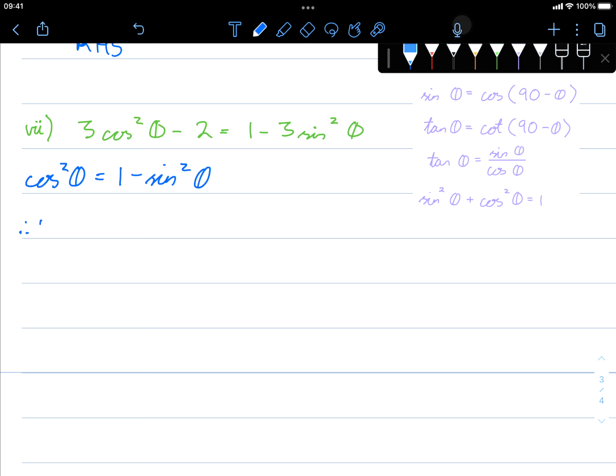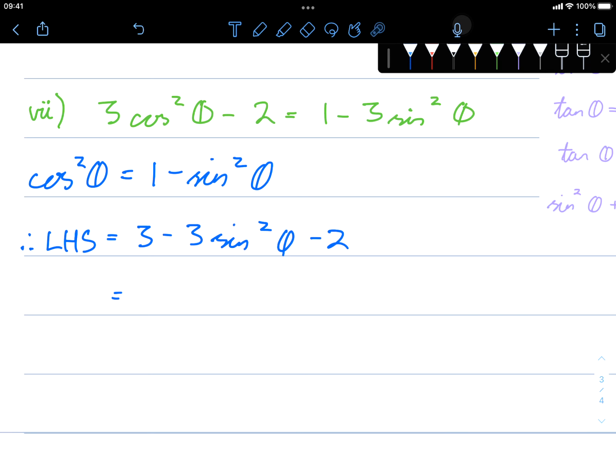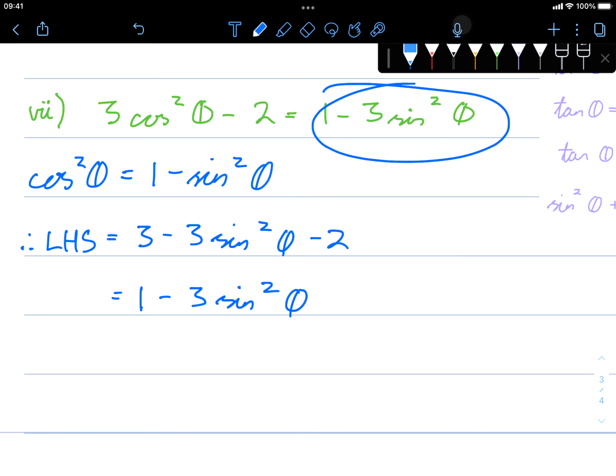So therefore, we can say that the left hand side is equal to 3 times cos squared, but remember cos squared is now going to be this identity. That's going to be 3 times 1, 3 times minus sine squared, so -3 sine squared theta. Oops, and there's a -2 still part of the left hand side. 3 minus 2 is 1 minus 3 sine squared theta. And that there is equal to the right hand side.